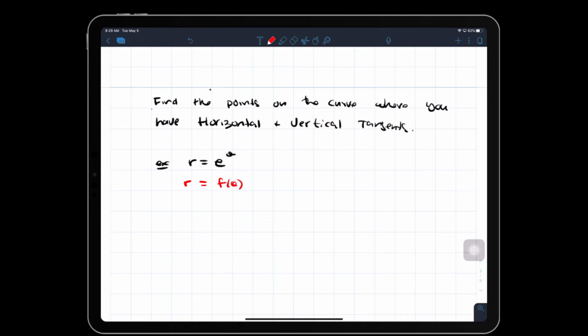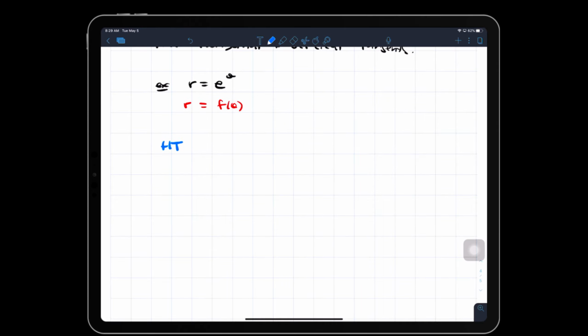So if we go back and remember a few things for horizontal tangents, we need that equation. Horizontal tangents happen when we have the following, right? dy/dtheta is 0, so that's my numerator. So horizontal tangents happen when we have dr/dtheta sine theta plus r cosine theta. This equals 0. So we have to have that equal to 0 for horizontal tangents.